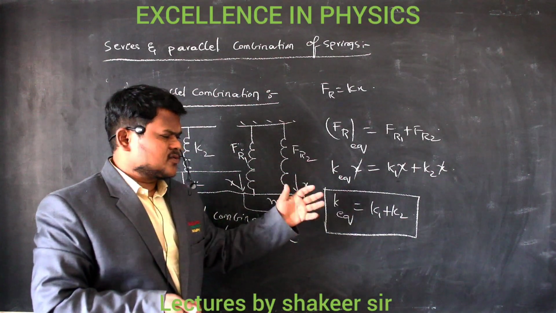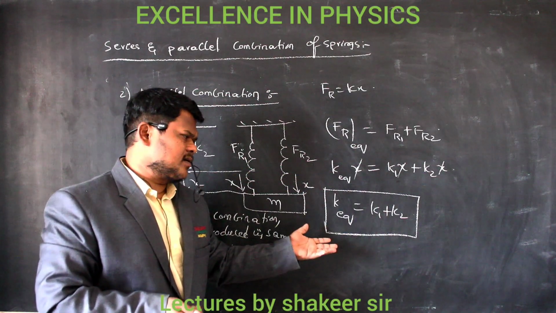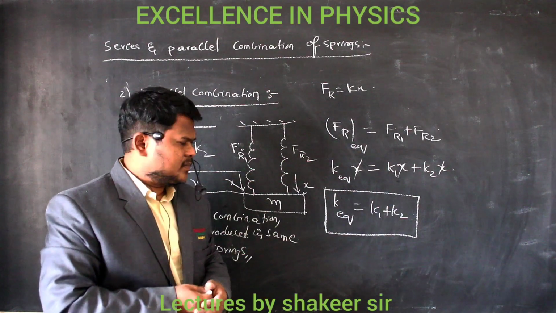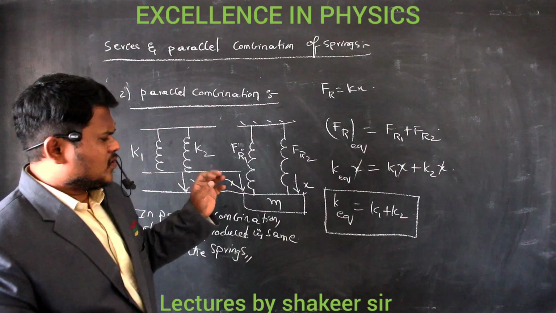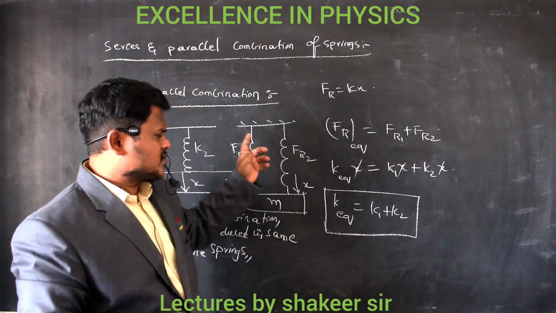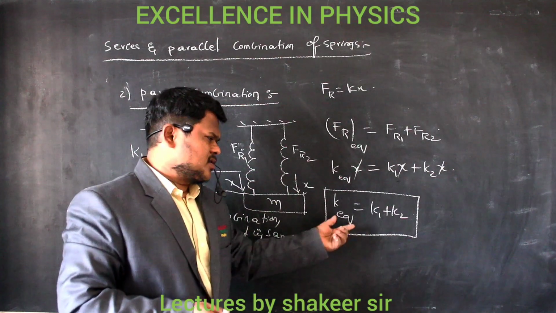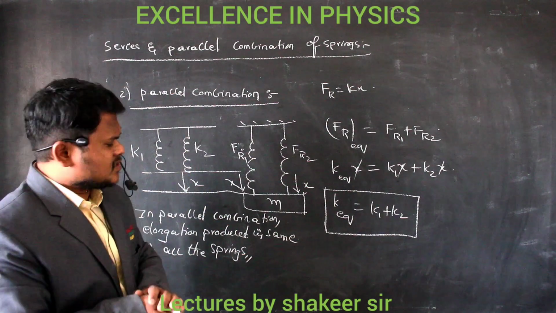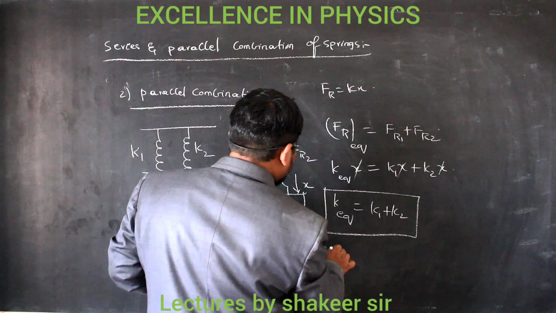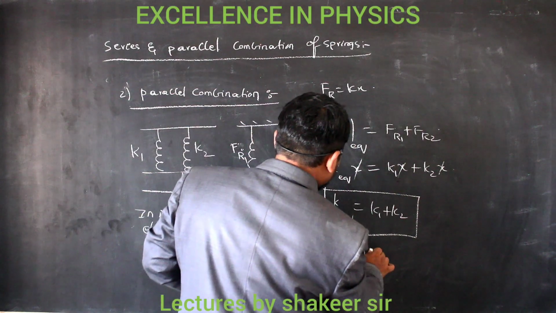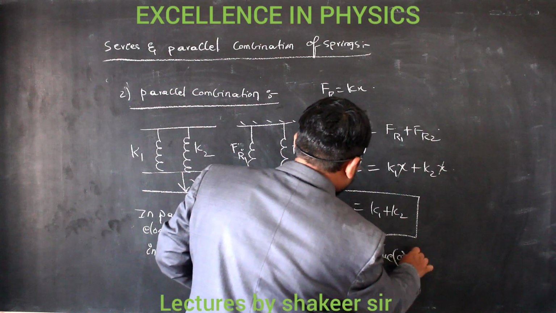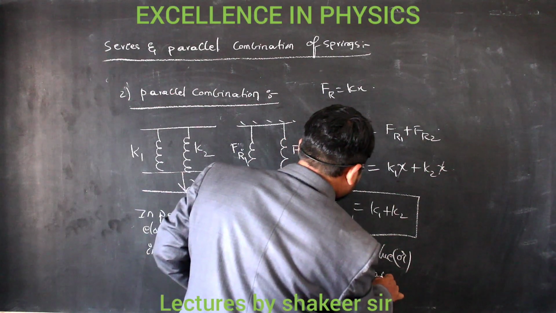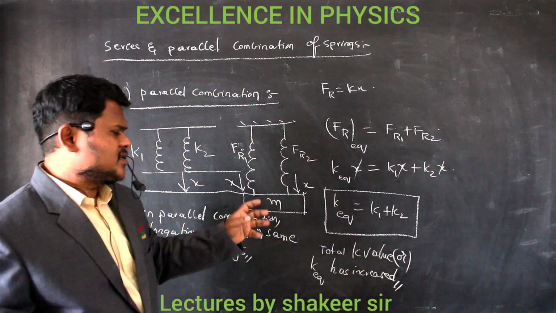Clear, ma? So if more than 2 springs, 3 springs, 4 springs are connected in parallel, then how can I write? K equivalent is equal to K1 plus K2 plus K3, and it goes on continuously. Clear, ma? Now by looking at this equation, what do you say? Is total K equivalent of this combination increased or decreased? So this is the addition of K values, no? So definitely total K equivalent has increased in this condition. So total K value or K equivalent has increased. Clear, ma?